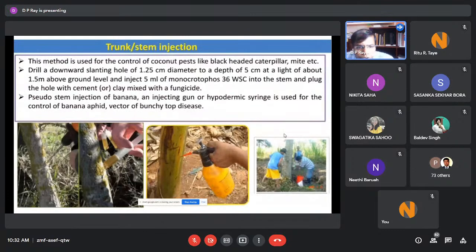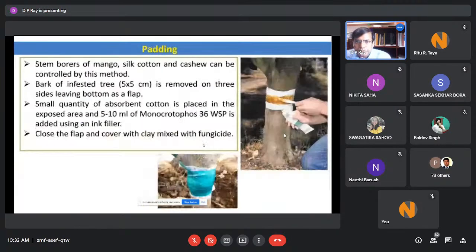And for pseudostem injection of banana, an injecting gun or hypodermic syringe is used for the control of banana aphid, vector of bunchy top disease. And padding is also done. Stem borers of mango, silk cotton, and cashew can be controlled by this method. Bark of infested trees is removed on three sides leaving a flap on a slab. A small quantity of absorbent cotton is placed on the exposed area, and 5 to 10 ml of monocrotophos is also again used. Close the flap and cover with clay and other fungicides.